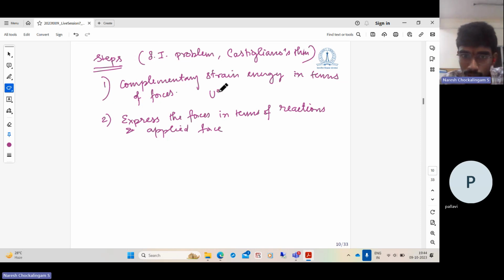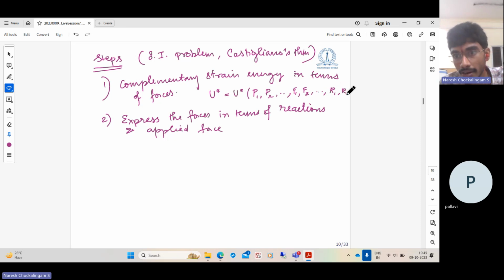So here you will get U star as a function of all the forces, out of which some are the applied forces P1, P2, and so on. And some are the, say, the internal forces. It can be F1, F2. In this problem, they are internal forces and so on. And also the reactions R1, R2, and so on.